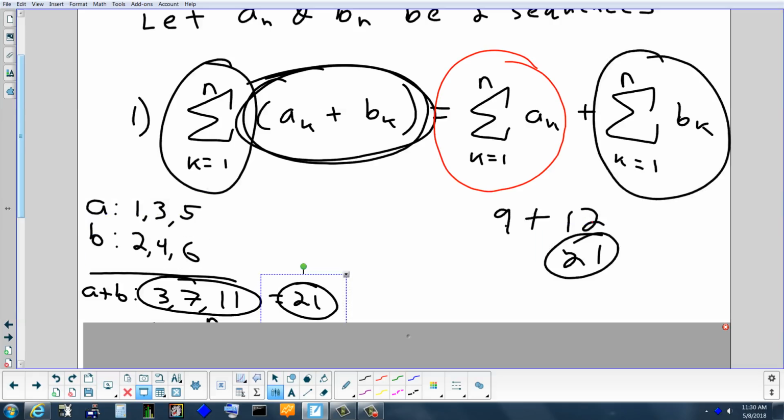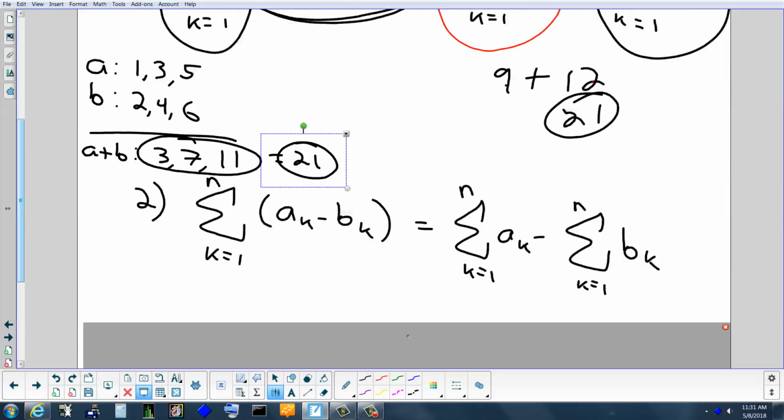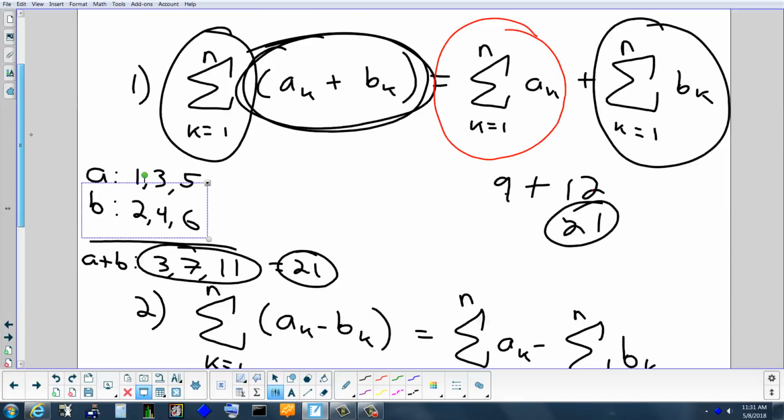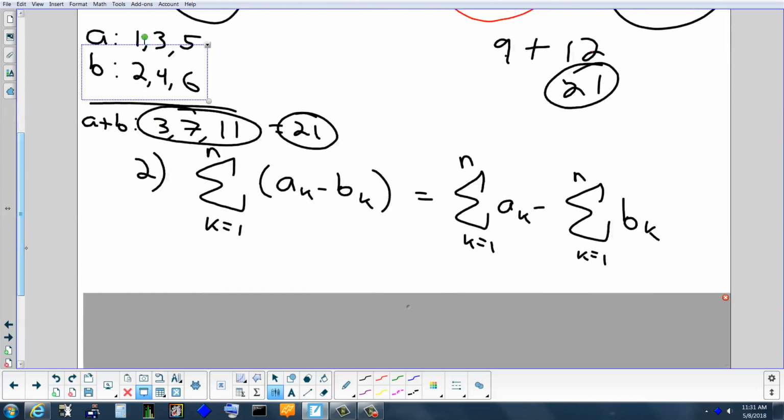I'm not going to do that out for every rule we have. But the same exact rule works with subtraction. You could subtract them term by term, or you could do it the other way. Okay, but it works. What I would probably do, if you didn't want to write the same rule twice, you could just put a plus or minus like that. And then that covers rules 1 and 2. Or write it all out again separate. It's up to you.